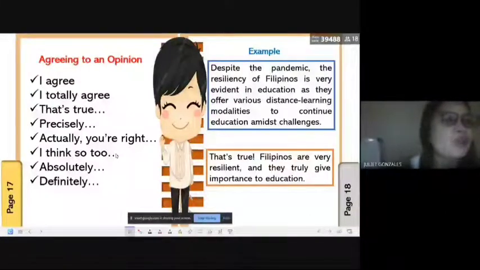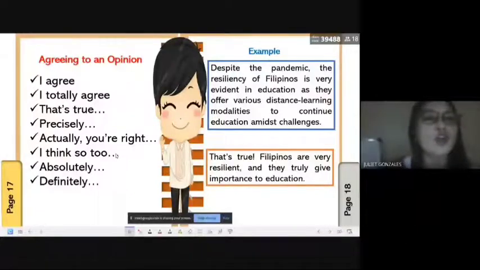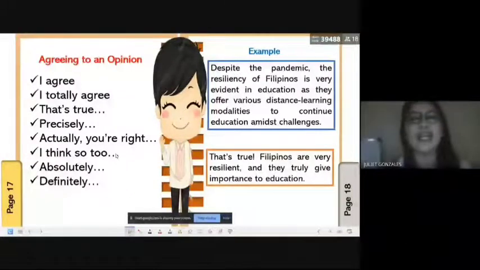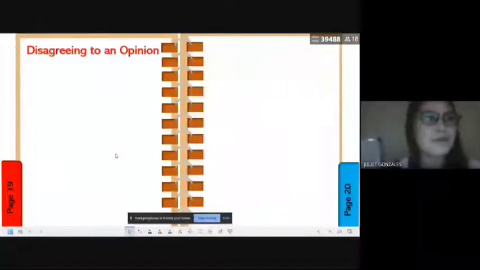Actually, you're right. We should put it vertically. I agree that my mom really likes collecting plants. Wow, plantita. I agree that mint chocolate flavored ice cream tastes good. Wow. I totally agree that sunsets are more colorful than sunrises. And from Abby, I agree that Filipinos give such importance in continuing education. All your opinions are correct. Okay, next. Let's proceed.